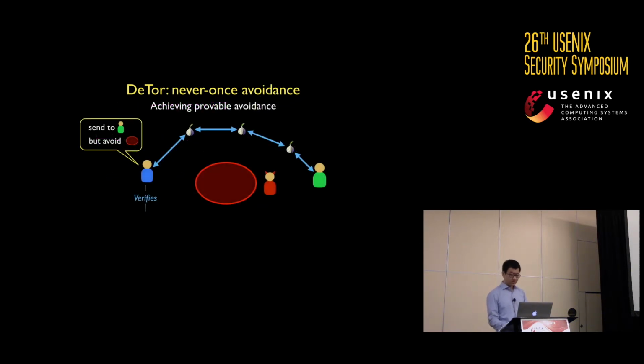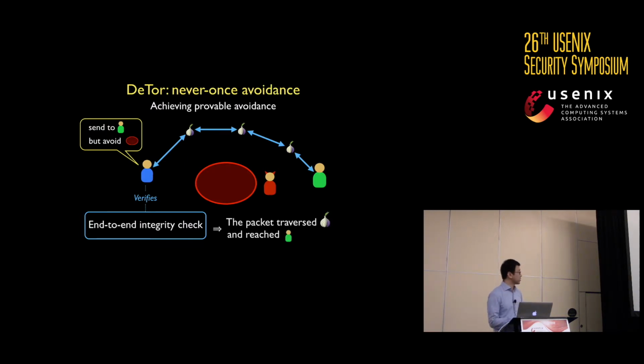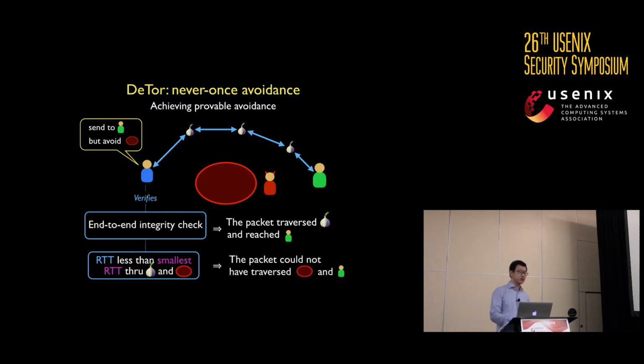So similarly, to summarize, for never-once, if we want to obtain never-once avoidance, the source needs to verify 2 things as well. It needs to firstly verify the end-to-end integrity check of Tor, such that it knows the packet has traversed the Tor circuit in order and reached the destination. Also, it needs to verify the alibi condition, so it knows the packet could not have traversed the region. This is for never-once avoidance.